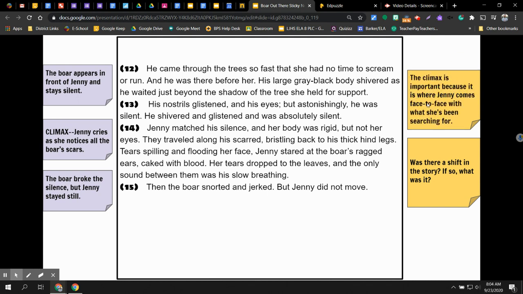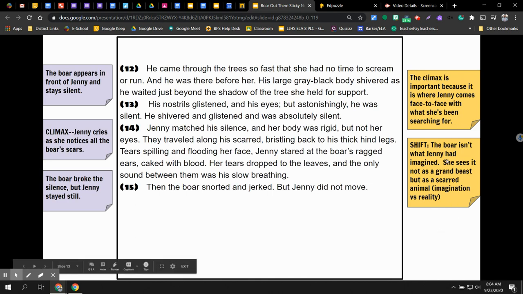So the climax is important because it's where she comes face to face with what she's been searching for. She comes face to face with reality. She realizes that imagination and reality are obviously two totally different things, and sometimes the world isn't what we hoped it to be. Things don't work out the way we would hope they would work out. And then there's a shift that occurs. And I'll go ahead and give you this one because you might have said this in your first post-it. The shift occurs in Jenny, the change occurs because the boar is not at all what she'd imagined.